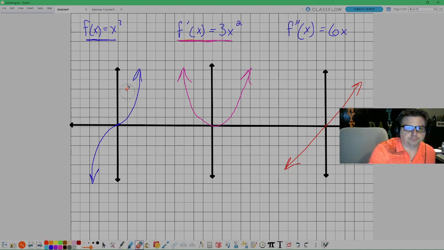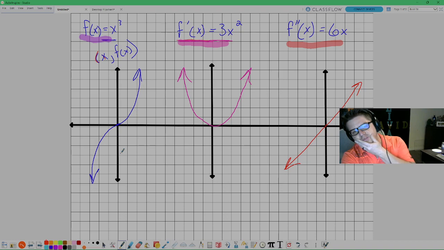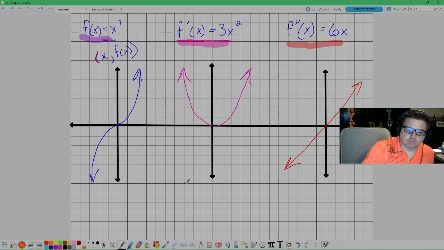We have an original function here. We have a first derivative here. And we have the second derivative here. So when looking at these graphs, this gives you your x comma f of x. And this is trying to think of the right wording without making it confusing. Well, let's move on to this one for a minute.